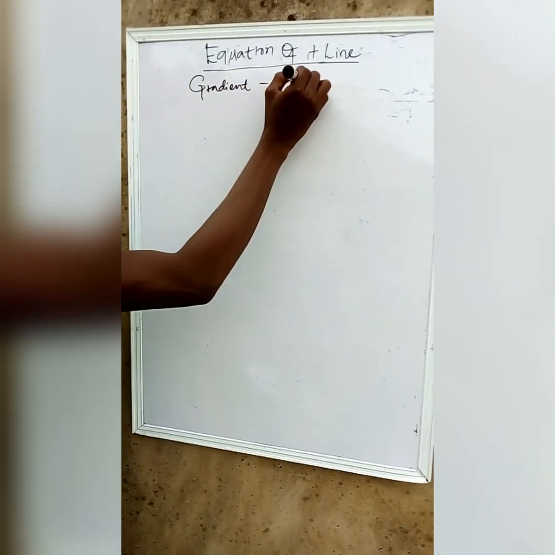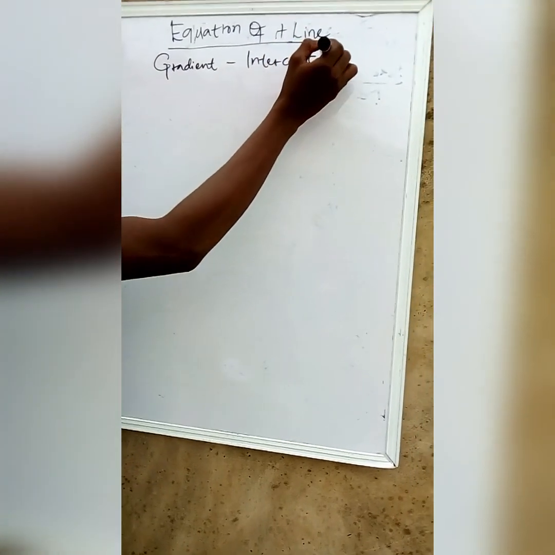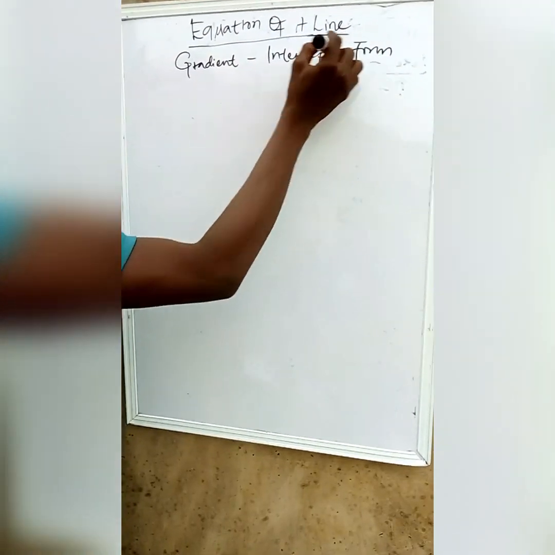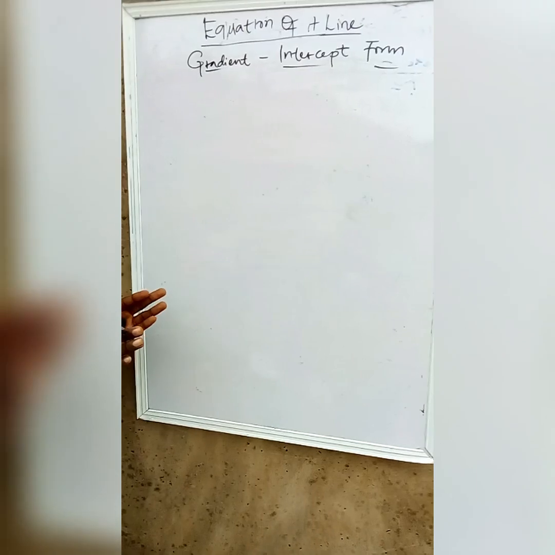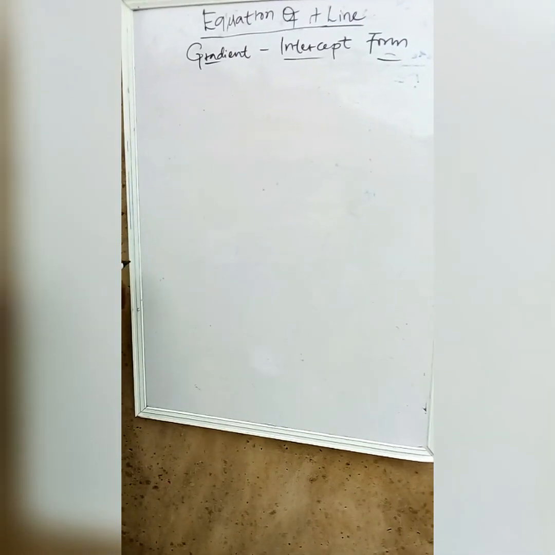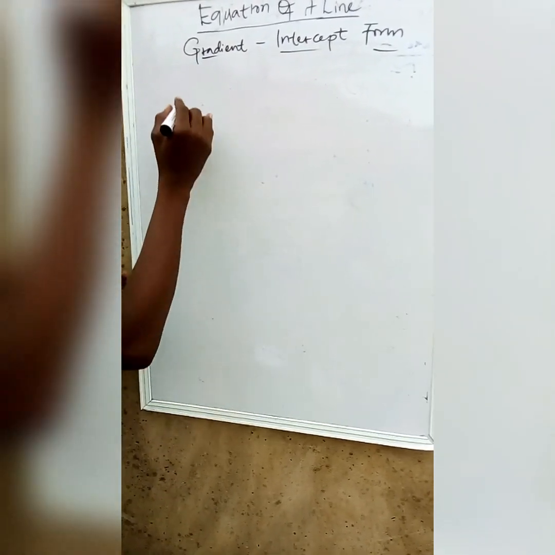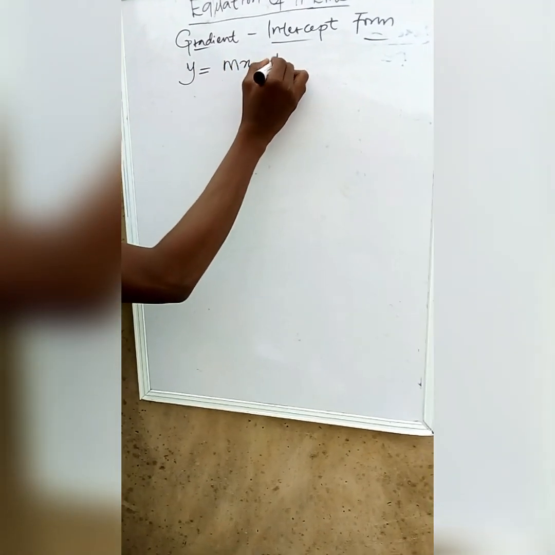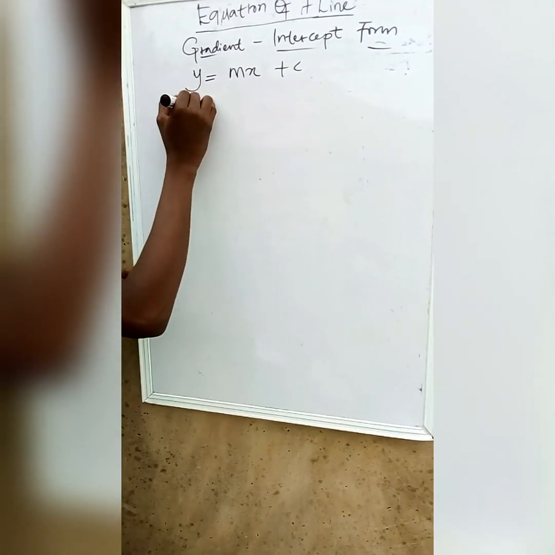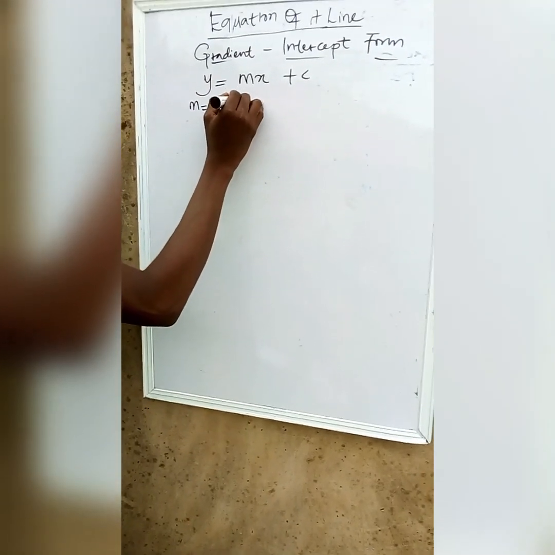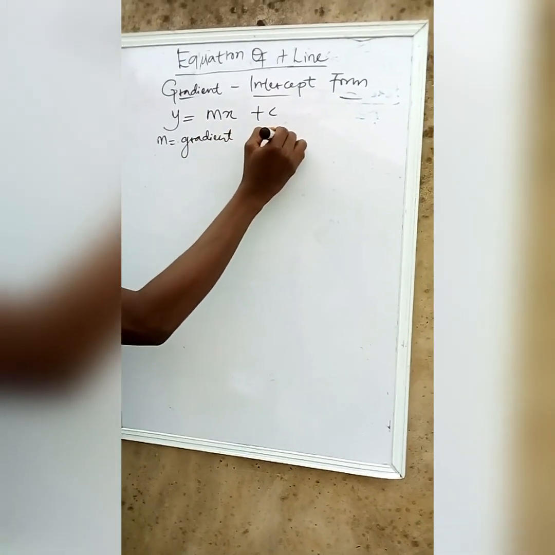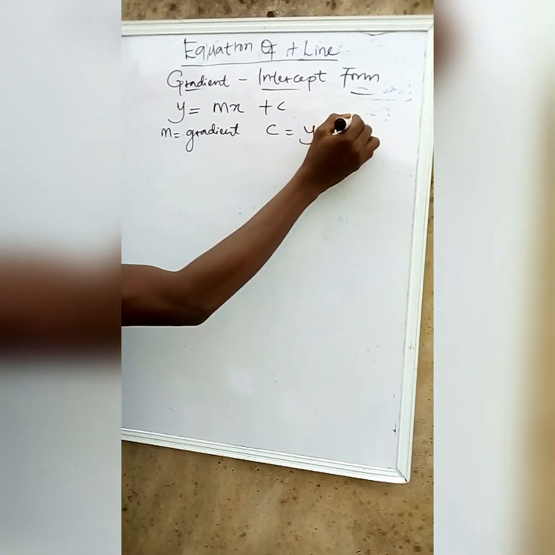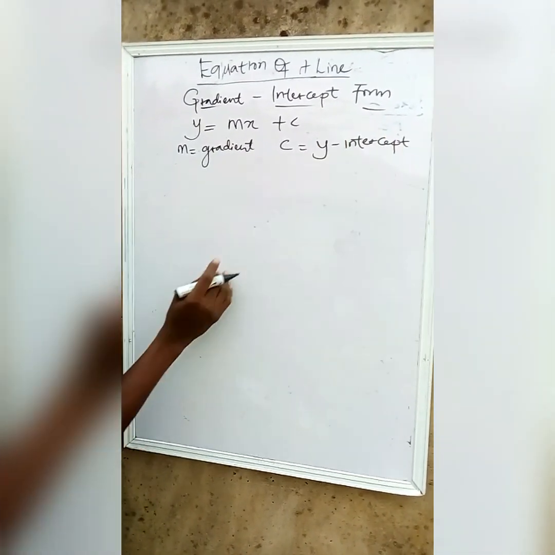Gradient intercept form. Now, from your gradient intercept form, you can easily identify your gradients from any equation you are given. But what is the general form of gradient intercept form? y is equal to mx plus c. Your m is your gradient and your c is your y intercept. The c is your y intercept.